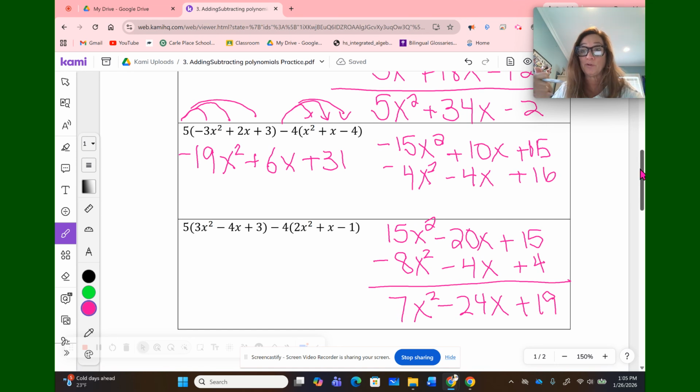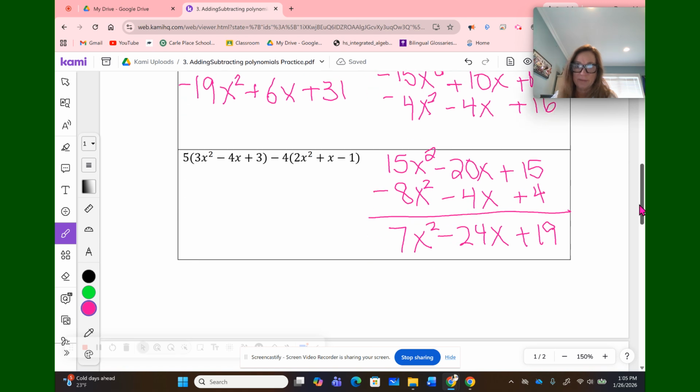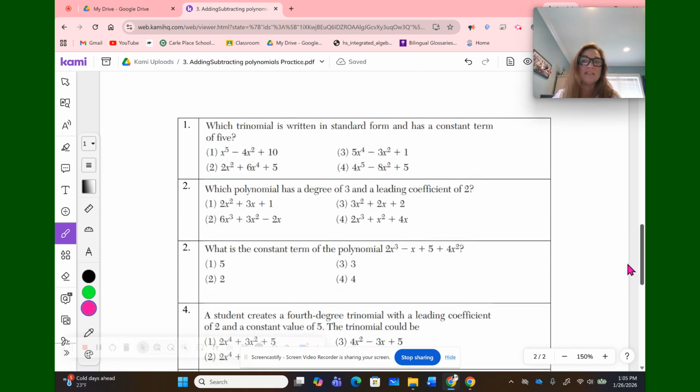So we're using the distributive property and we're using combining like terms, both things that you should be comfortable with. All right, so these come directly from prior Regents exams. So this is what the questions would look like.